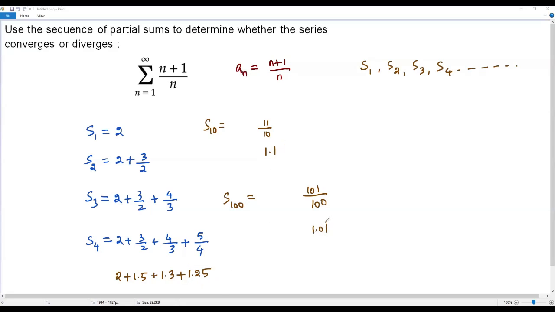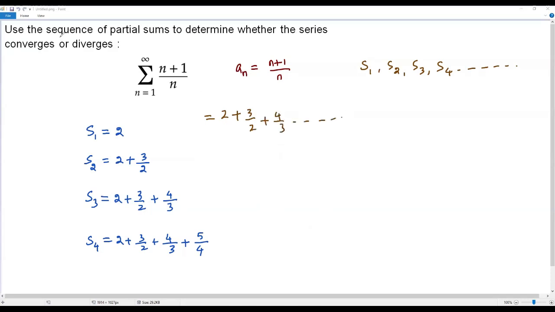In the 100th partial sum, the value of the last term is 1.01. So it's getting closer and closer to 1. So for example, even if I evaluate the sum of infinite terms in the given infinite series, what will happen? Like the first term I'll be getting 2, the second term I'll be getting 3 over 2, the third term I'll be getting 4 over 3. In this way it will keep going.